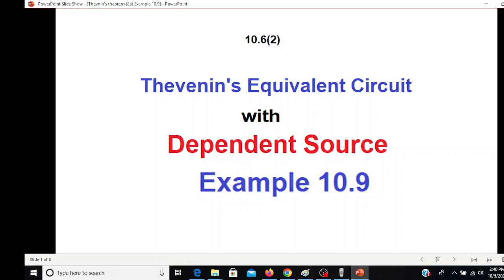Bismillahirrahmanirrahim. This video is about Thevenin's equivalent circuit with a dependent source, and here we'll be discussing example 10.9.